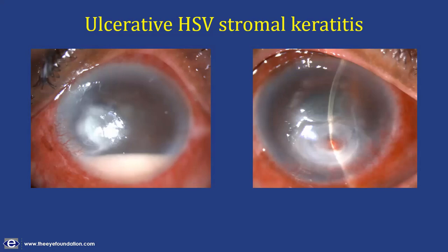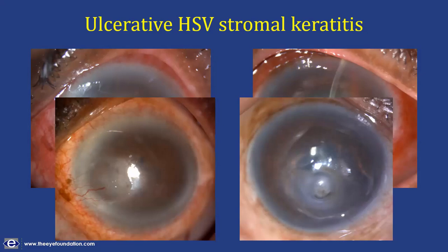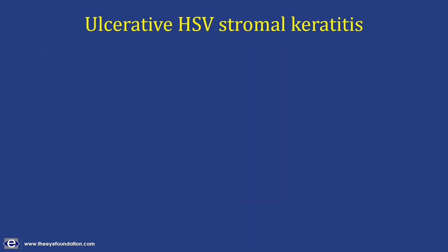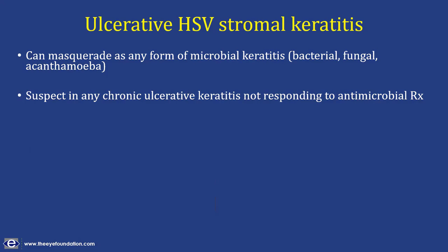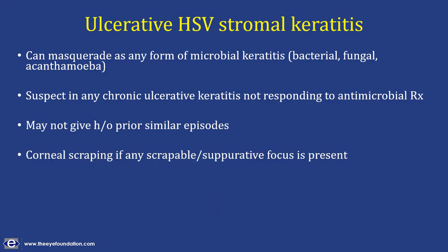But it's important to obviously understand that these patients respond only to topical steroids and antiviral medications, as did these 2 patients. And it is important to remember that ulcerative HSV stromal keratitis can masquerade as any form of microbial keratitis, and it is to be suspected in any chronic ulcerative keratitis that is not responding to antimicrobial treatment. The patient may or may not give history of prior similar episodes. This is something we often rely on, but data has shown that nearly 50% of the patients might not really recall a prior episode of HSV keratitis.